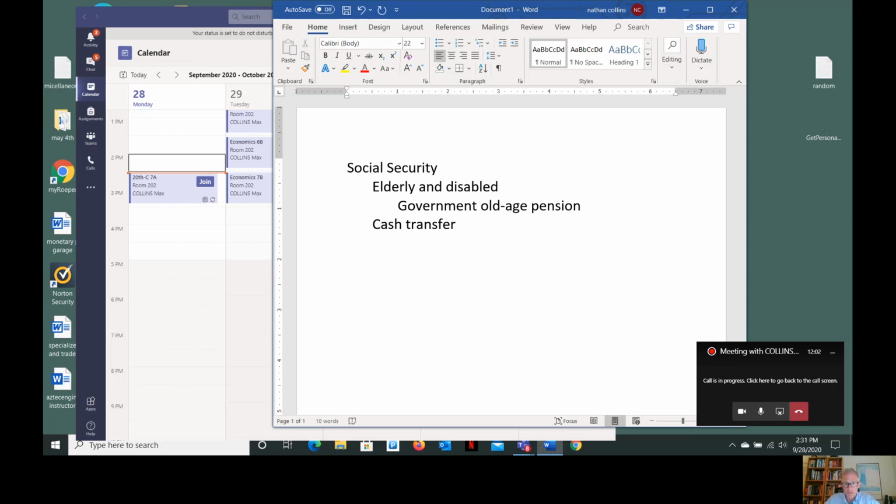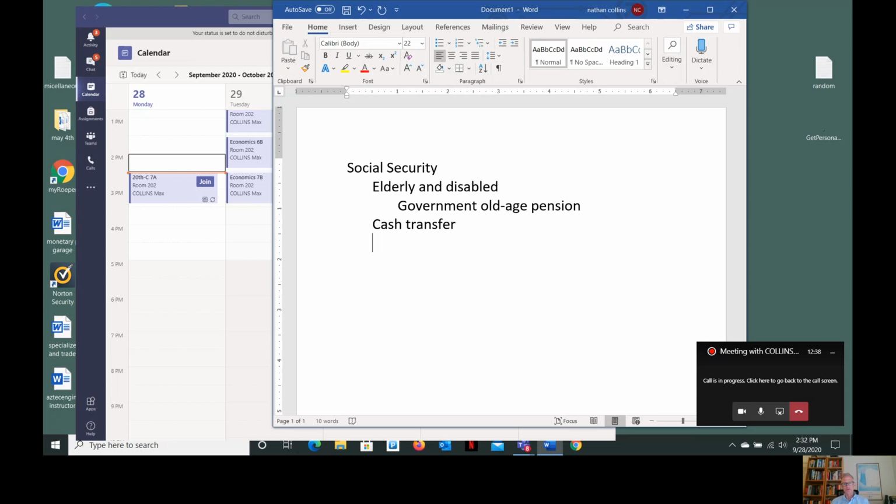This is a federal government program. It's the United States government that runs and funds Social Security, and it is big. As of 2012, about 22% of United States government spending was allocated to Social Security payments. It's the single largest government program in financial terms that the United States government operates.